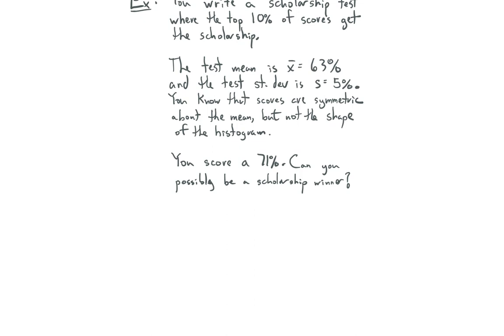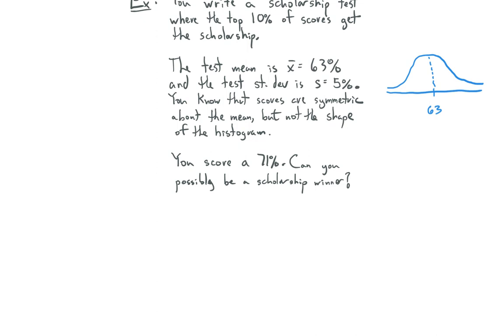A little example for this, how we can see this in action. Imagine you write a scholarship test, and on this test, 10% of the scores will get the scholarship. You know the following things. You know the mean of the test is 63%. They tell you the standard deviation is 5%. And you're told that the scores are symmetric about the mean, but they don't tell you the shape of the histogram. So maybe it looks something like this. Here's 63%. So maybe it looks roughly something like that, where it's symmetric on both sides of the mean. It's not skewed. It's kind of a mirror image on the left and the right.